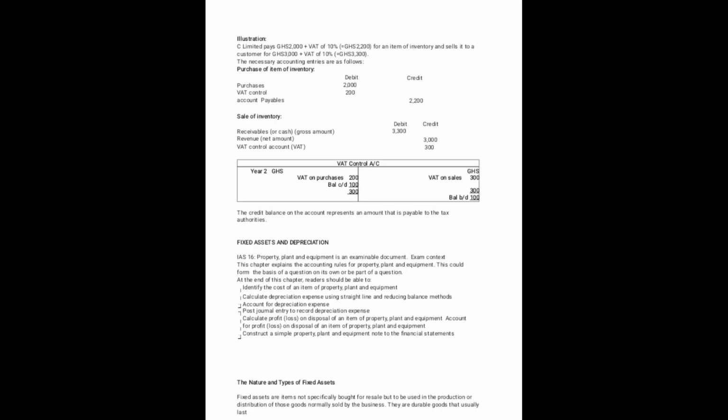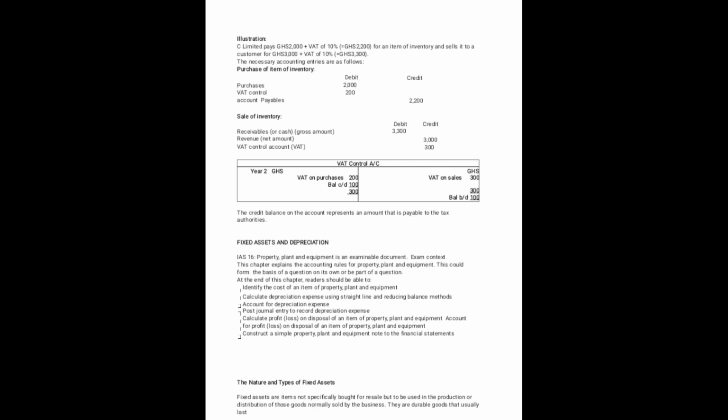Purchases at the net amount. Okay, so the net amount there is 2,000. I told you the gross amount is the net plus VAT. So then the gross amount there is 2,200, and the net amount is 2,000, and the VAT actually is 200. So the VAT is what you record in the VAT control account. Then the payables is 2,200.